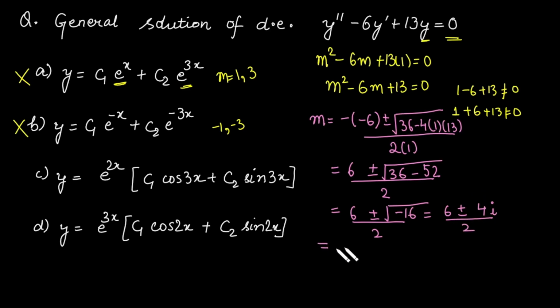So we have the roots as 3 plus minus 2 iota. It means the real part is 3 and the imaginary part is 2. So it has the answer e raised to power 3x into C1 cos of 2x plus constant into sine of 2x. So this term is available in the option D.